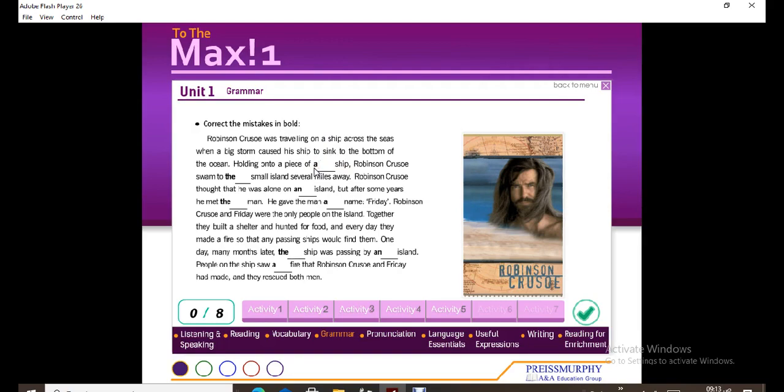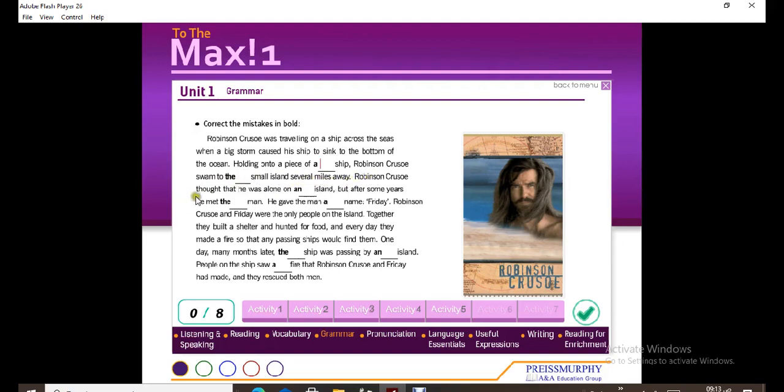Holding onto a piece of the ship, Robinson Crusoe swam to the small island. Here is the island. This island is mentioned for the first time, so it is unknown for me. So I'm going to use "a". So Robinson Crusoe swam to a small island several miles away.